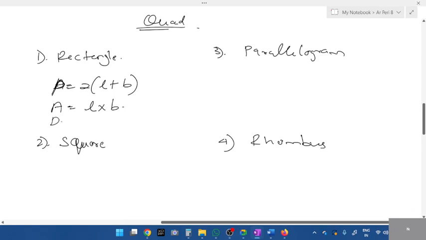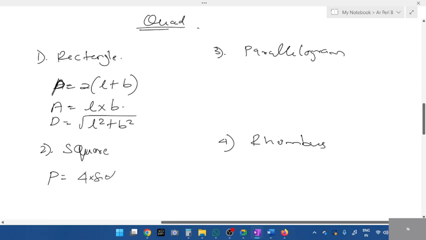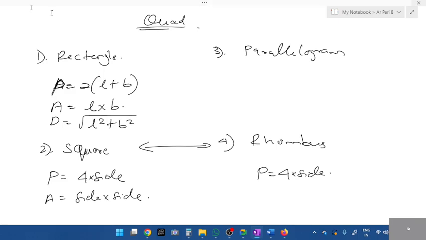Area. Then we have diagonal. What is the diagonal of a rectangle? Square root of L square plus b square. Okay, next. What is the perimeter of a square? Even for rhombus, the perimeter is the same. Remember, write these two together. 4 into side. And area is equal to side into side.